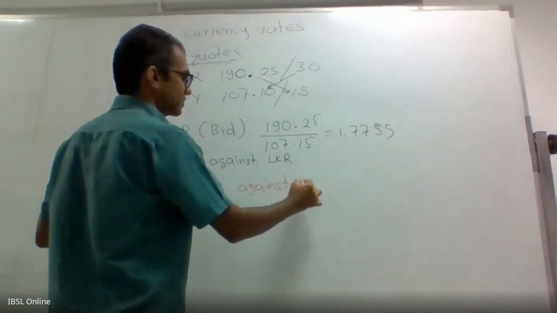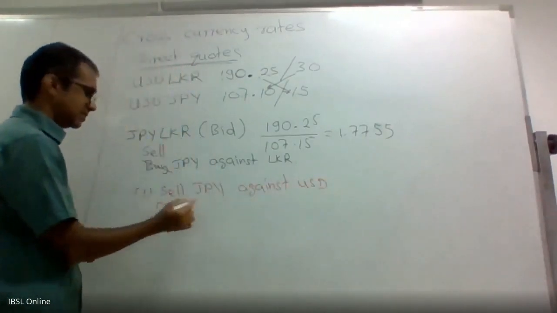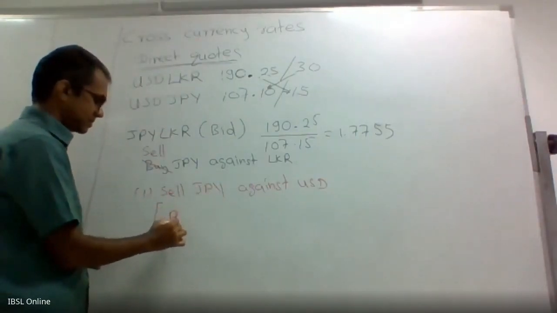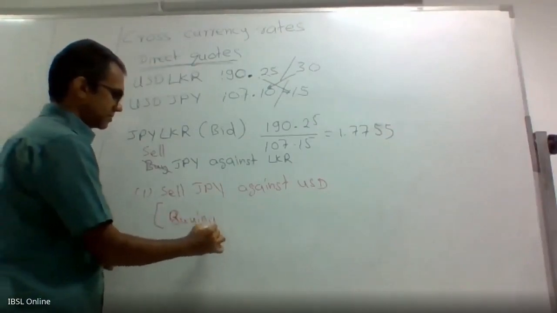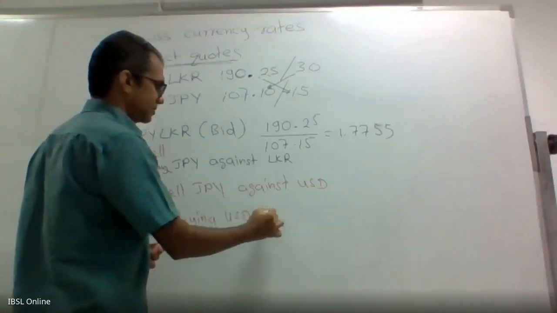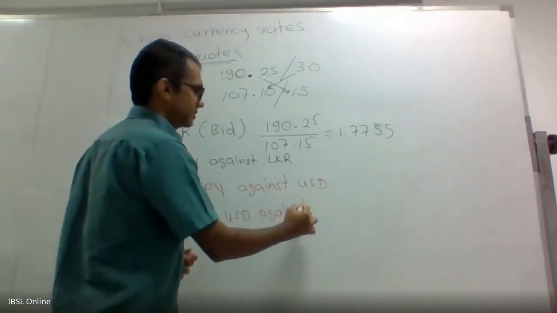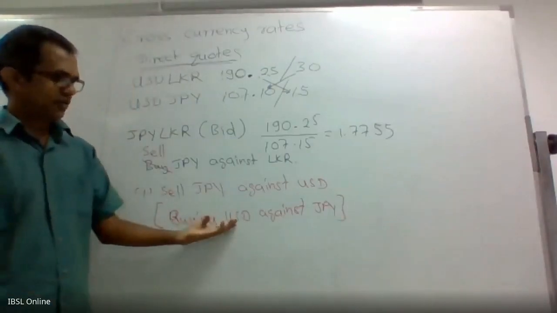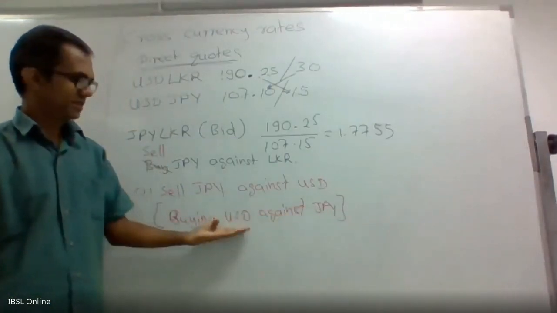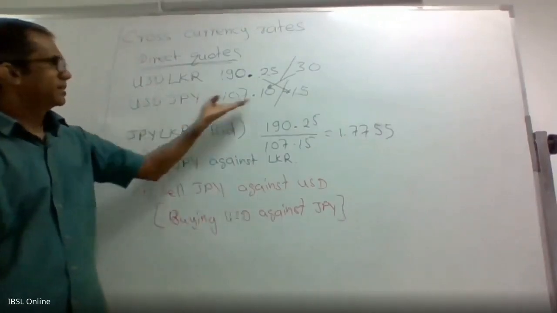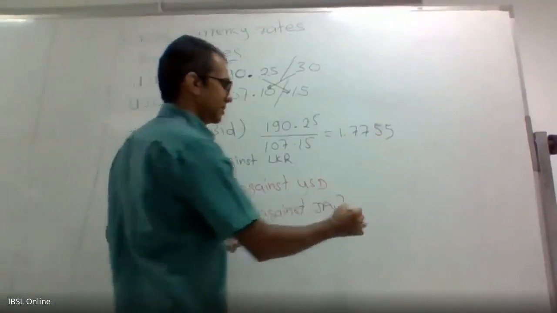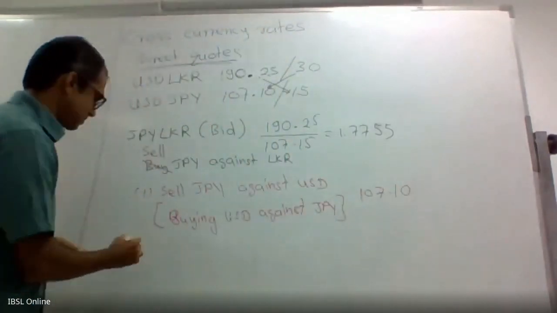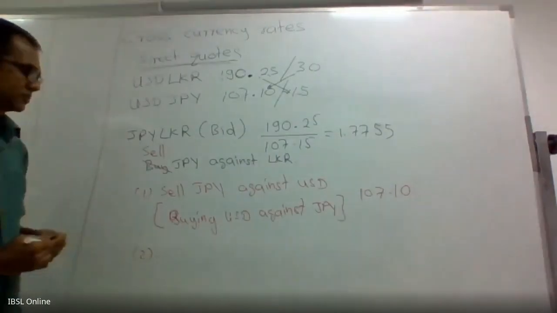Sell JPY against dollar. In other terms, it is same as buying USD against JPY. What is the applicable rate? You buy dollar against JPY. Dollar is the base currency. You buy dollar at the bid rate, 107.10. Now, in the second step, what do you do?